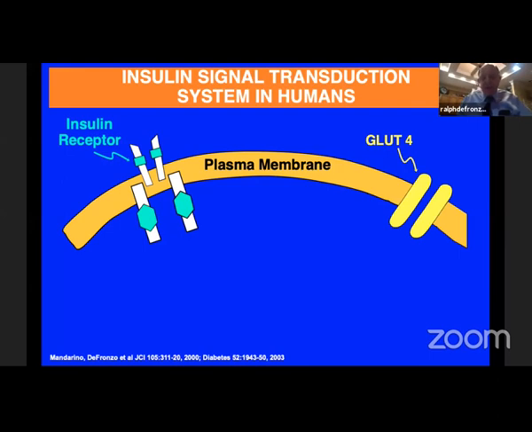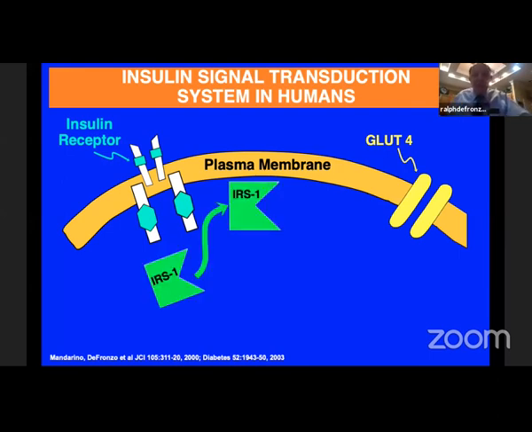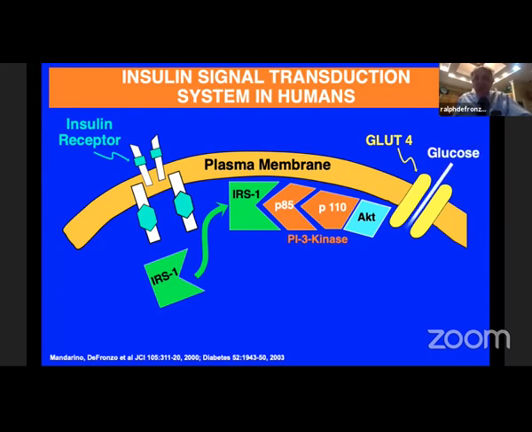So how does this message get generated? Within the cell, there's a molecule called insulin receptor substrate 1. And when you activate and tyrosine phosphorylate the insulin receptor, IRS1 moves to the plasma membrane. It gets phosphorylated on the same 3 tyrosine molecules. This then activates PI3 kinase, AKT. There are a number of other steps which I haven't included. Now, if this system all works well, glucose gets transported into the cell, and we're going to stimulate glucose metabolism.